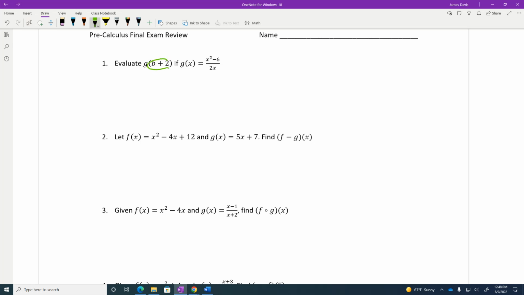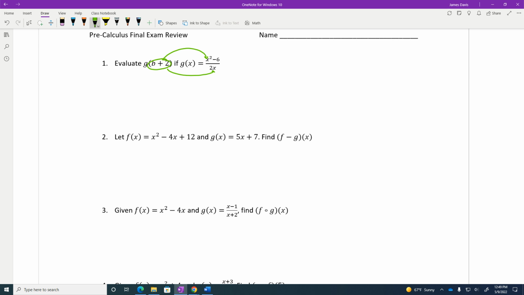We're asked to find g of b plus 2. So what we're going to do is plug b plus 2 into any places we see an x in that function, and then just simplify it. The exam also is multiple choice as well, so it won't be this exact format, but for these types of questions, you will be able to choose the correct answer.